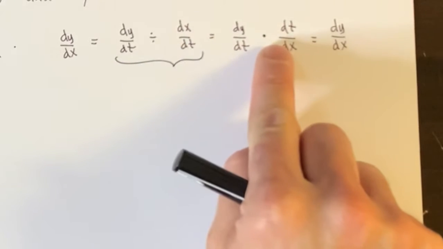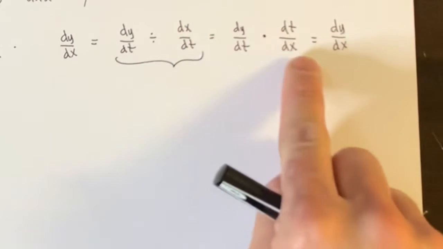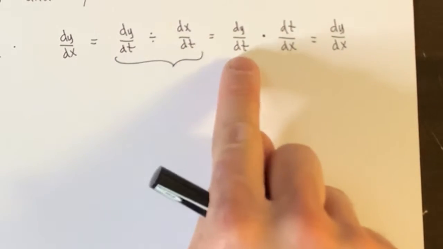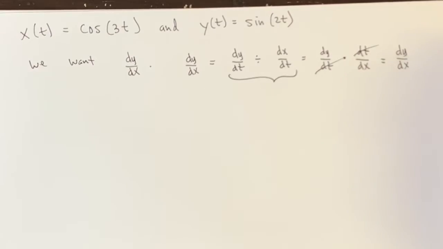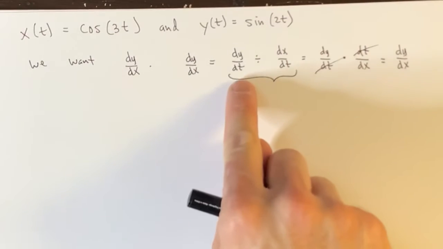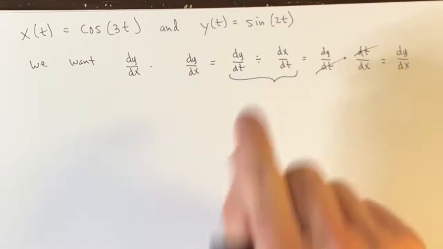dividing fractions, we can multiply. But you have to take the second fraction and reciprocate it. So you keep the first fraction the same, you turn this upside down, and now these dt's knock out. So the point is, to find the derivative of this function, go dy/dt and divide it by dx/dt.